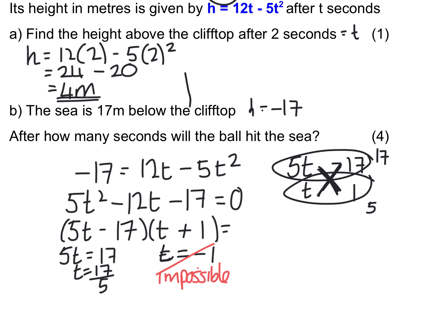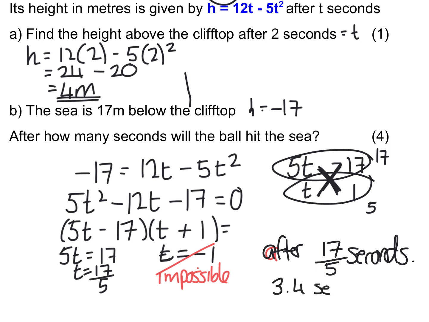So the question says, after how many seconds will the ball hit the sea? So my conclusion is, after 17 over 5 seconds. If you want to be really fancy, you could turn that into a decimal. I know that a fifth is 0.2, so 17 times 0.2 would be 3.4 seconds. But you would get away with writing 17 over 5, all right?